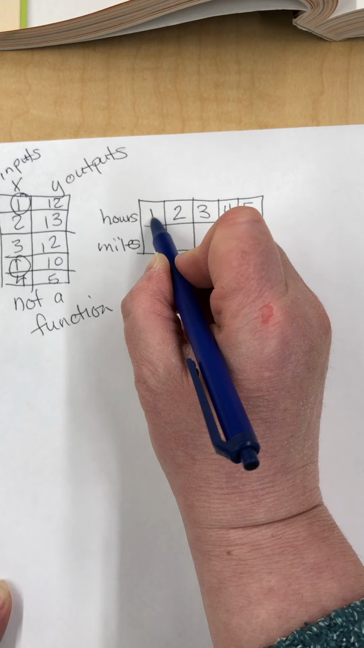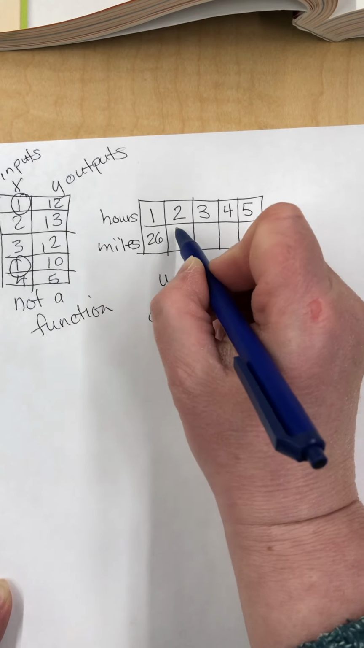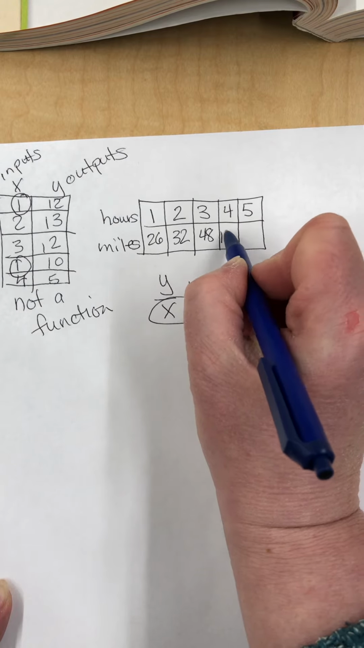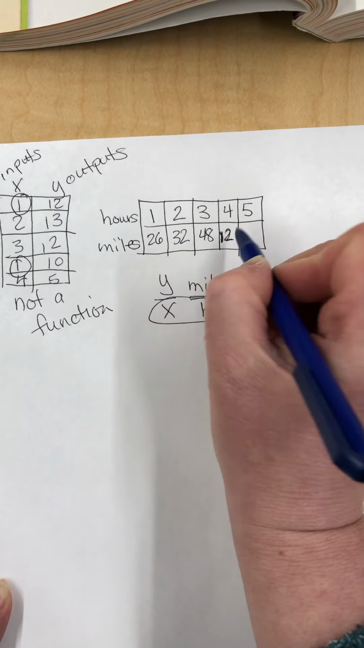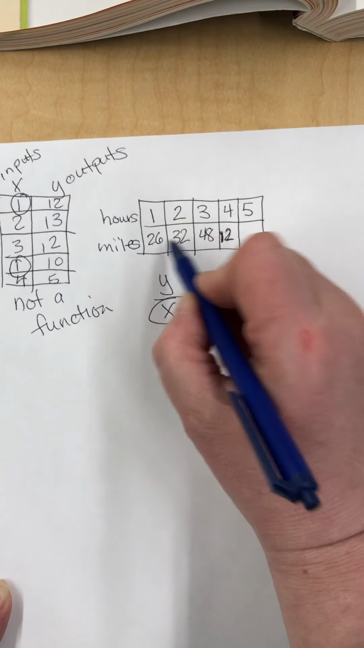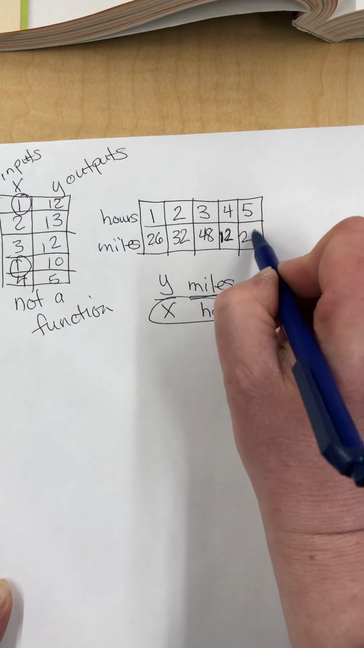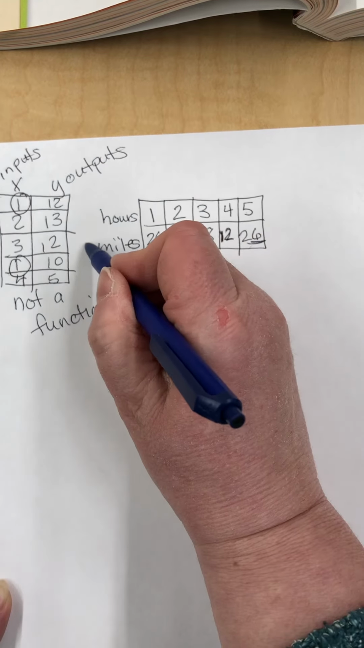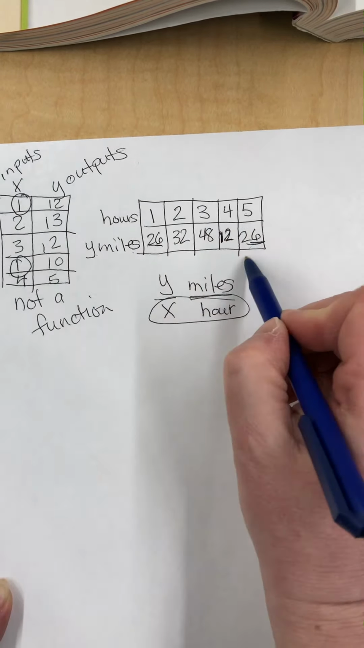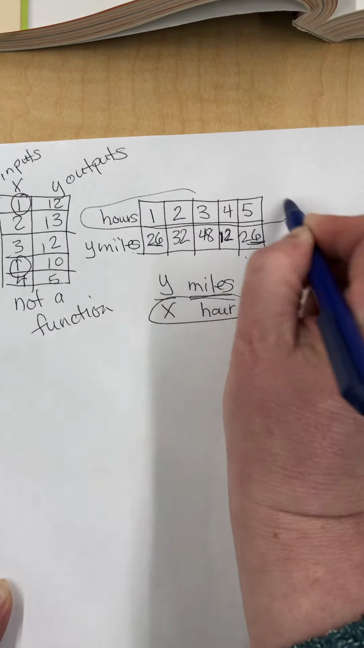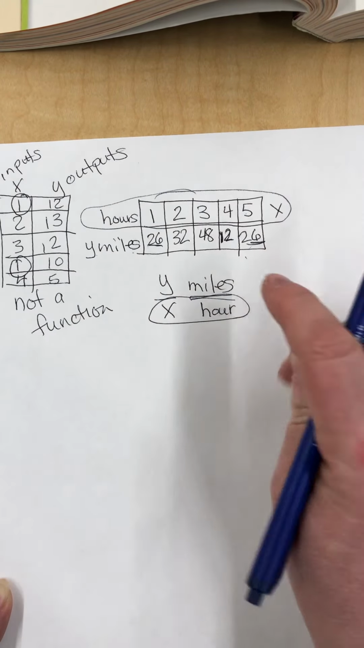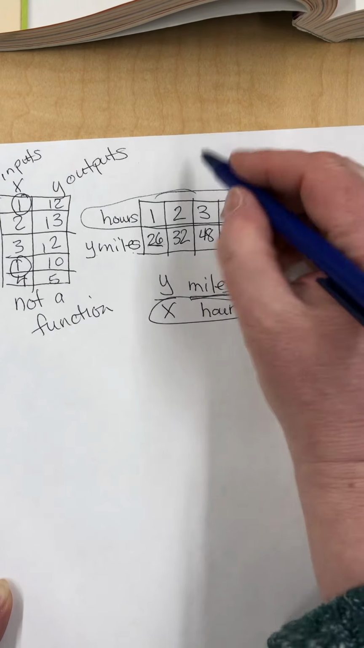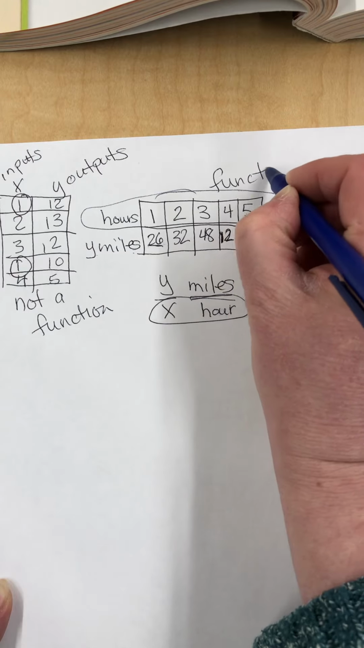So if in the first hour I went 26 miles, second hour I went, let's say 32 miles, 48 miles, 12 miles, let's say I had to slow down because it's a low speed limit, and then I was able to speed up a little bit in hour 5, and maybe I'm repeating this. I can repeat, remember these are my y's, I can repeat my y's or my outputs. I cannot repeat my inputs. This is our x values. So I have to look at this. 1, 2, 3, 4, 5, nothing repeating, so this is a function.